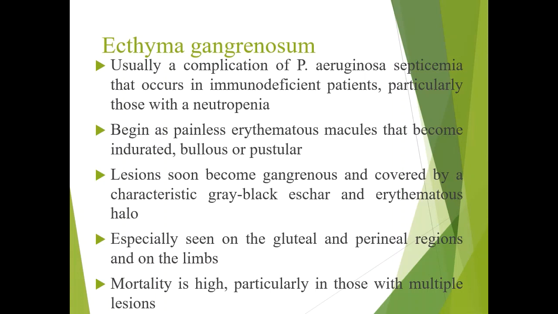Ecthyma gangrenosum is usually a complication of Pseudomonas aeruginosa septicemia that occurs in immunodeficient patients, particularly those with neutropenia. They begin as painless erythematous macules that become indurated, bullous, or pustular. Lesions soon become gangrenous, covered by a characteristic gray-black eschar and erythematous halo. They are especially seen on gluteal and perineal regions and on the limbs. Mortality is high, particularly in those with multiple lesions.